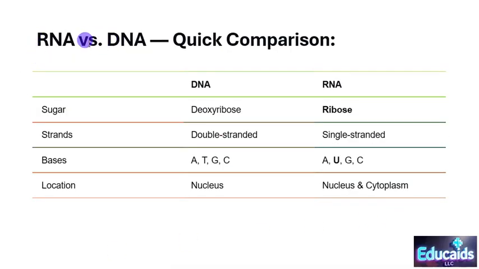Just a quick comparison between RNA and DNA. We've got DNA, it's deoxyribose, RNA is ribose. Strands. DNA is double-stranded, our RNA is single-stranded. The bases or the nucleotides are very similar, but we have a T over here on the DNA and a U on the RNA. And location, RNA kind of goes all over the place. It goes in and out of the nucleus, the messenger RNA, and then the cytoplasm.